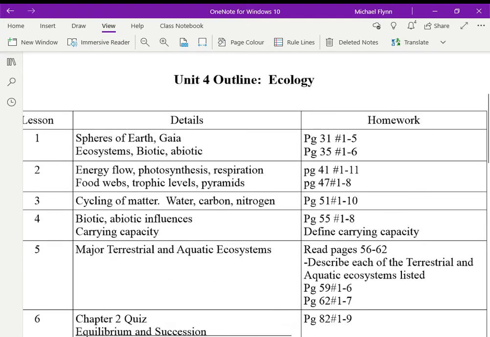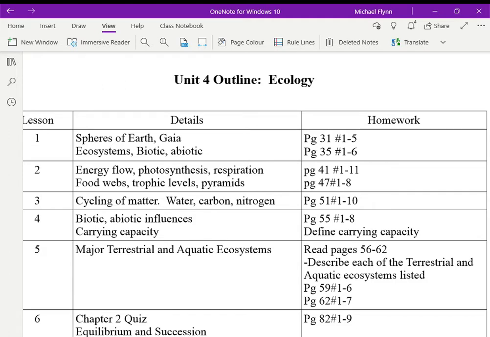Okay. So I'm going to tell you what ecology is all about. It's the study of living things, and how those living things interact with each other, and also how they interact with the earth as their environment. So the study of living things, how they interact with each other and with their environment. And that is basically what ecology is.